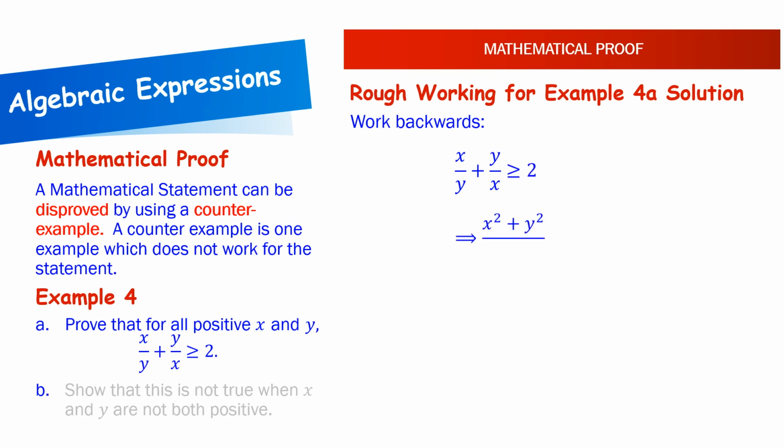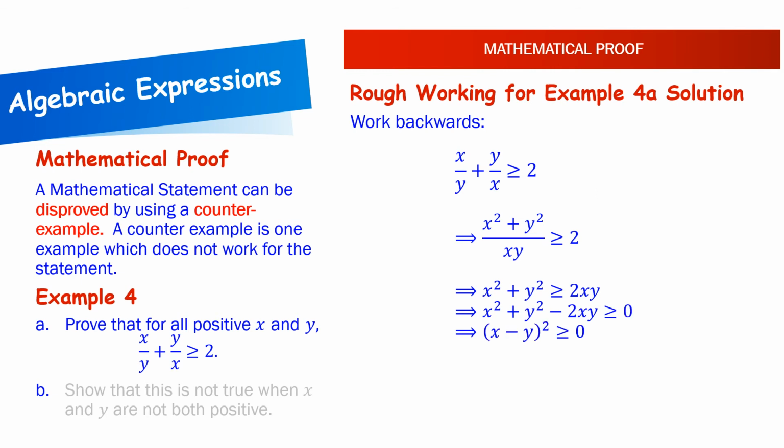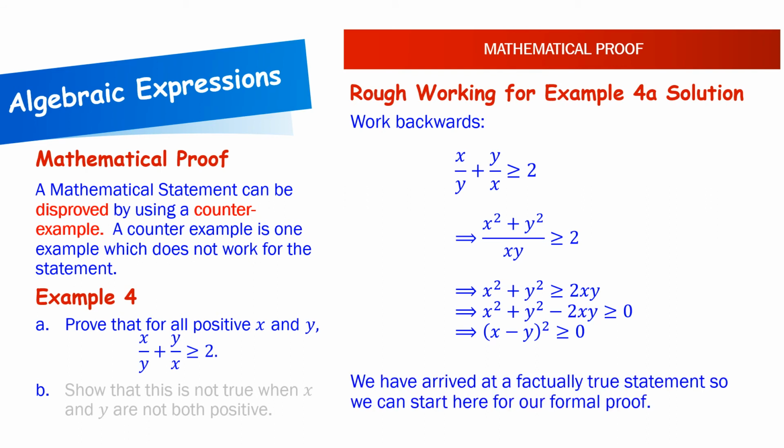It implies, if we have xy as a common denominator, that x squared plus y squared all over xy is greater than or equal to 2. And finally, when we rearrange, then we obtain x minus y all squared is greater than or equal to 0. Now clearly we know that x minus y all squared is greater than or equal to 0. So we can use that as a starting point for our formal proof. So let's have a look at how we can present this formally.